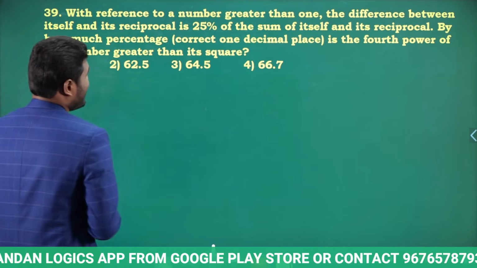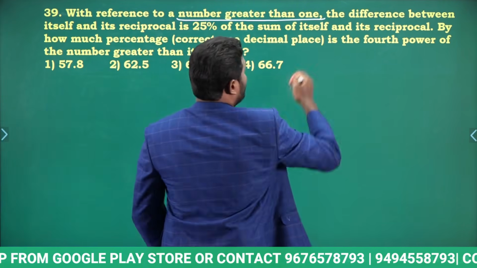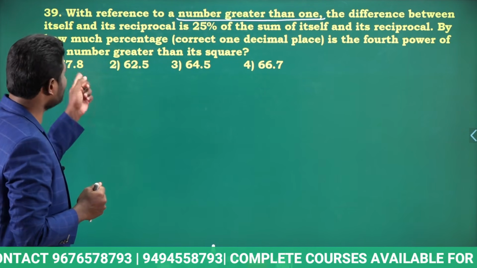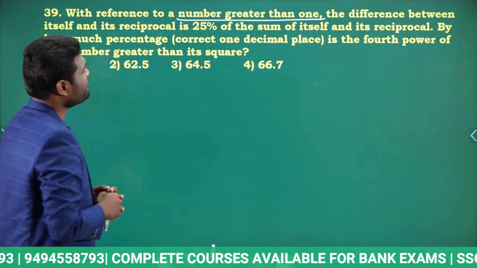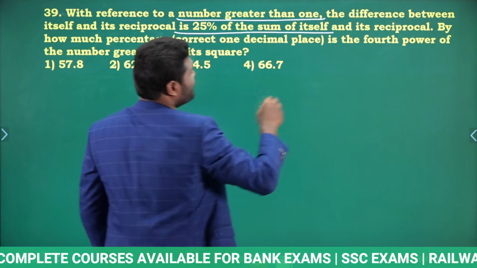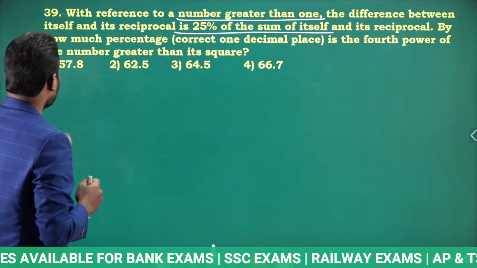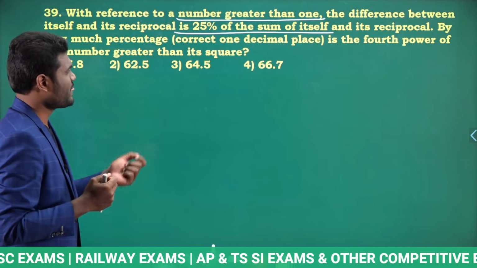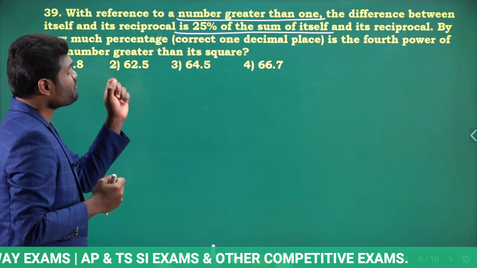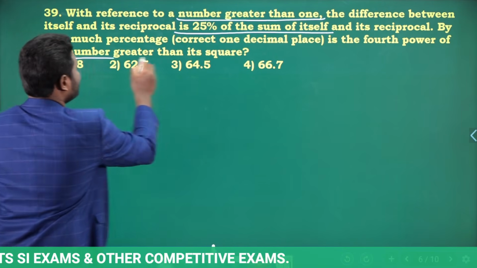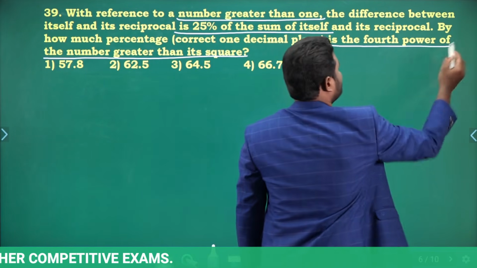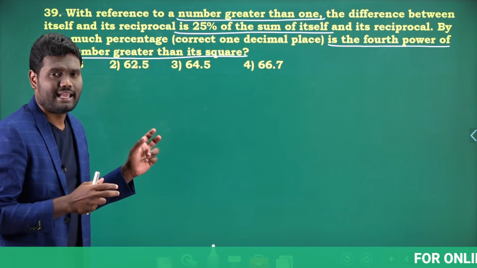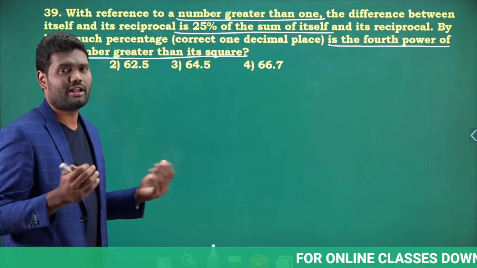With reference to a number greater than 1, but what is that number? We do not know. The difference between itself and its reciprocal is 25% of the sum of itself and its reciprocal. By how much percentage, correct to 1 decimal, which means you need to know the approximate value, is the 4th power of the number greater than its square? Look here. This question is a really wonderful question. If you are unable to understand the question terminology, then obviously solving this question will become really complicated.